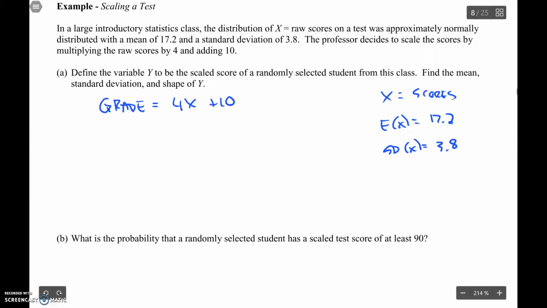Okay, fair enough. So if we got a 20, that was our raw score. He'd take 20 times 4 to get 80, add 10, and I'd get a 90. Find the mean, standard deviation, and shape of Y. Oh, I guess he decided to call it Y, sorry.